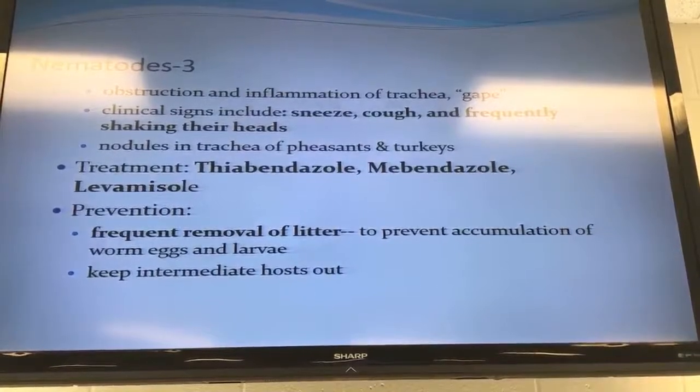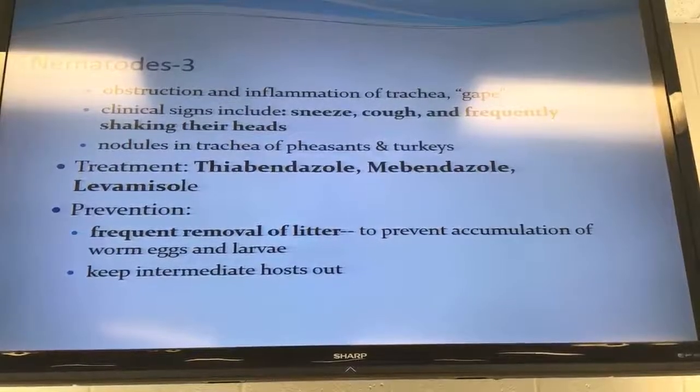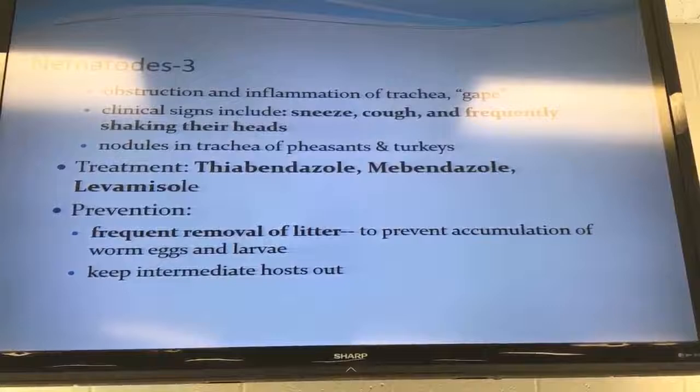So sometimes those severe infections can be severe enough that they completely obstruct the trachea. So it can be very difficult for them to breathe sometimes. Okay? Of course, treatment. This is a typical nematode, and a lot of these nematodes can be treated with what? Thiabendazole, methimazole, levamisole, a lot of those. Several of these drugs, okay?